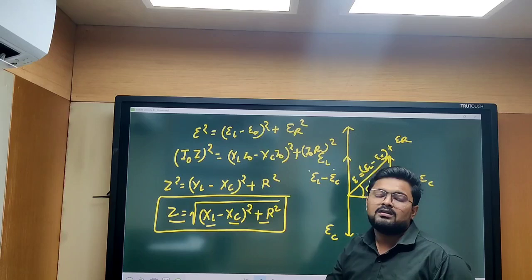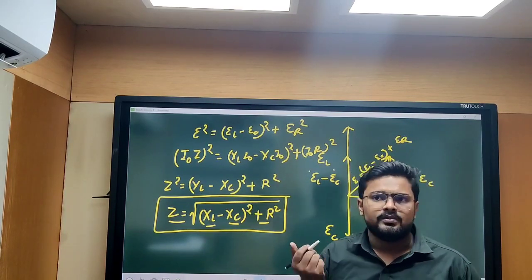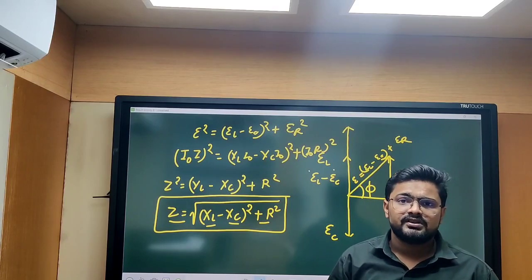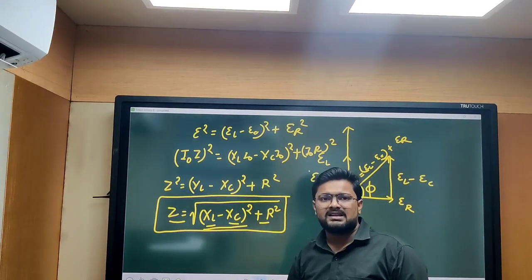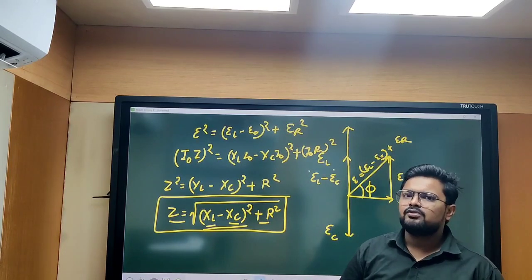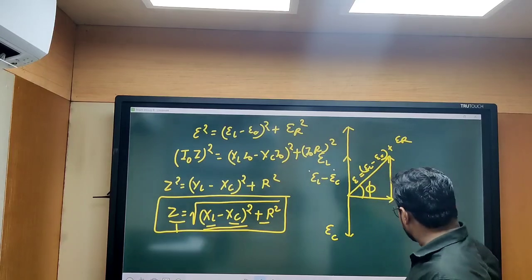And what about R? We cannot do anything about R, because every wire has a resistance, so we cannot ignore it. But we can do something with XL minus XC. Let's find out the condition by which Z should be minimum.